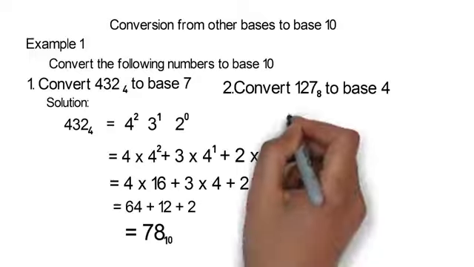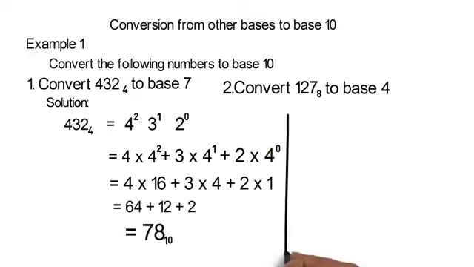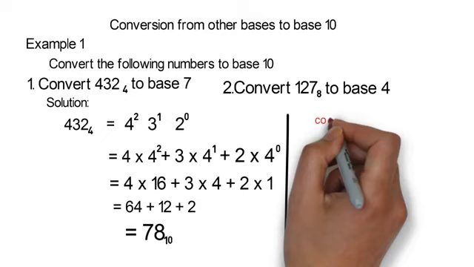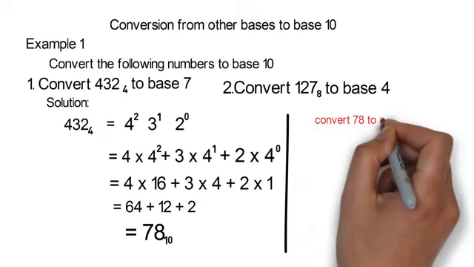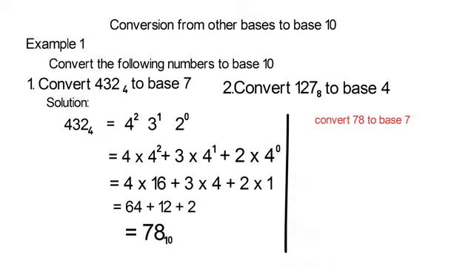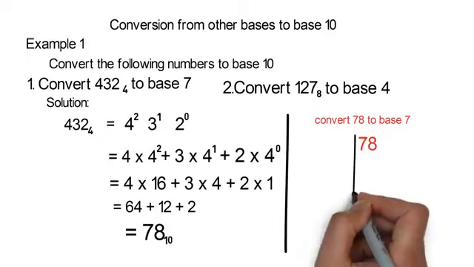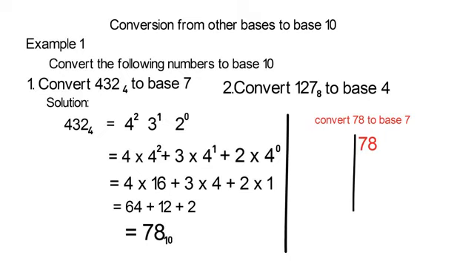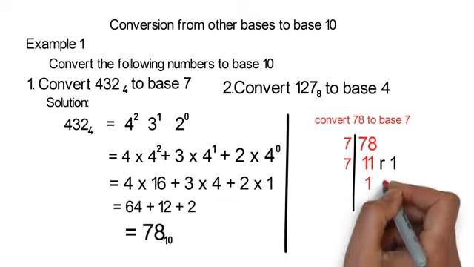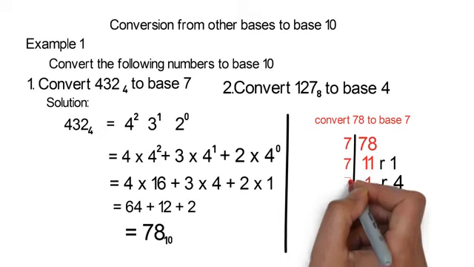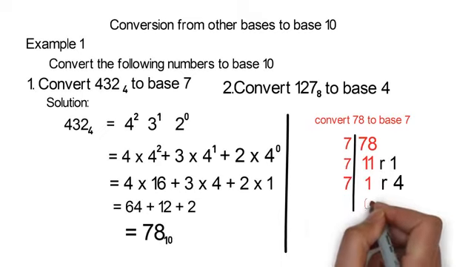So now that we have converted to base 10, we are going to convert to the required base, which is base 7. So we convert 78 to base 7. We do the long division by dividing 78 through by 7. 7 in 78 will give us 11 remainder 1. 7 in 11 will give me 1 remainder 4. 7 in 1 will give me 0 remainder 1.